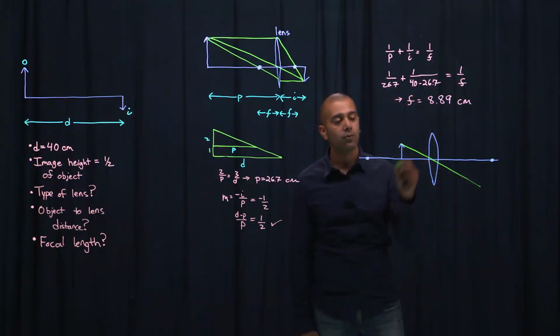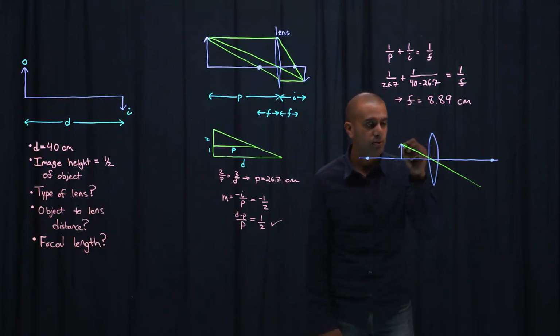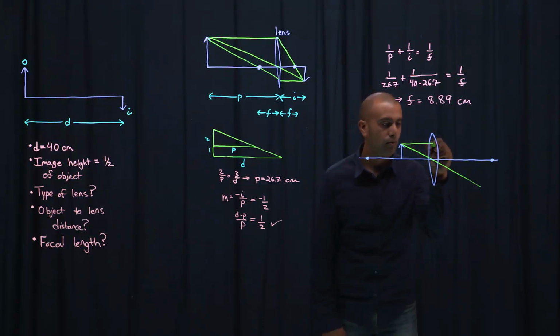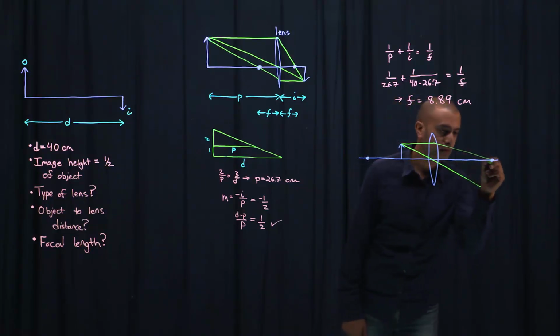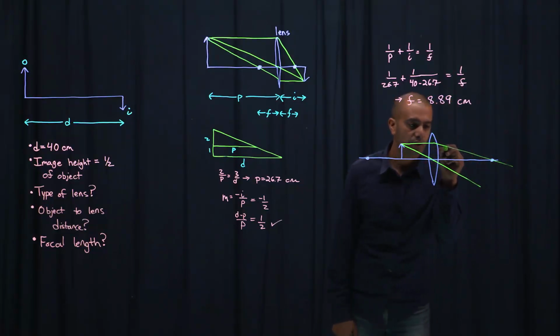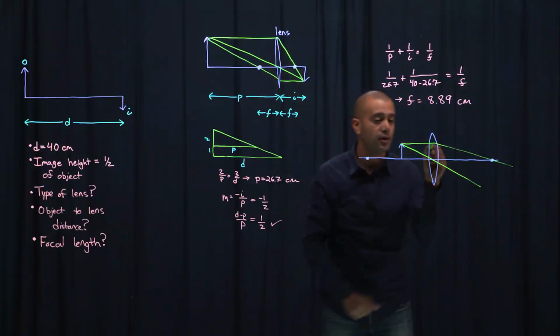Okay. The second one: any ray which goes parallel towards the lens will always refract towards the focal point. It's got to go like that. All right, so again, this is a convergent lens, so all the rules that applied over here are going to apply over here, even though the object is in a different position.